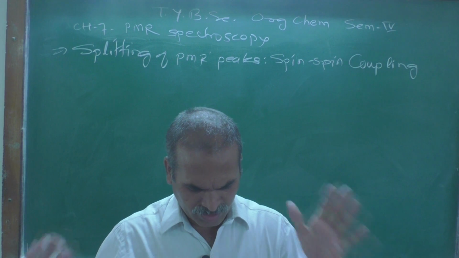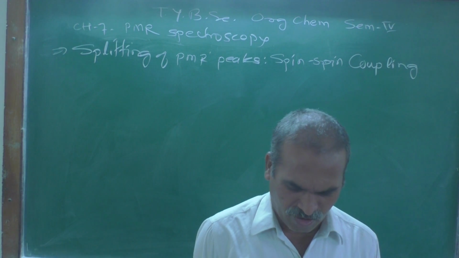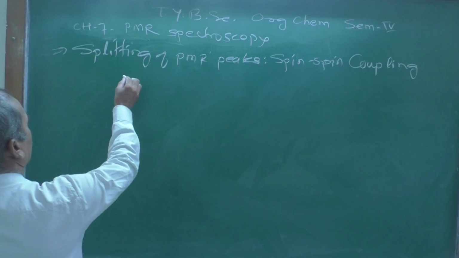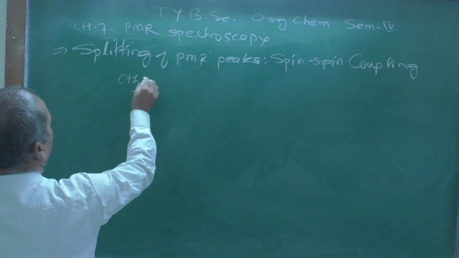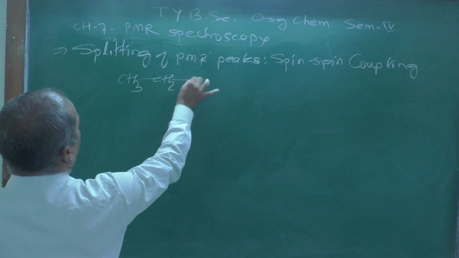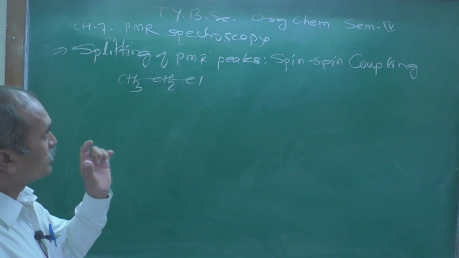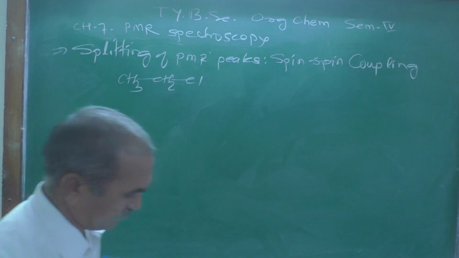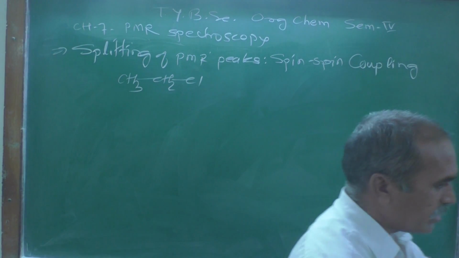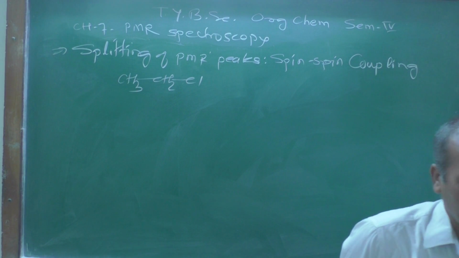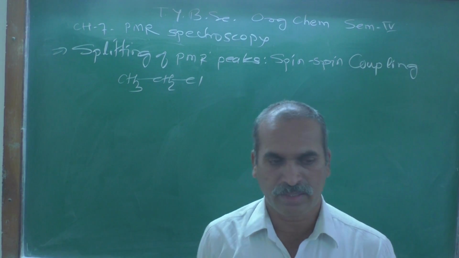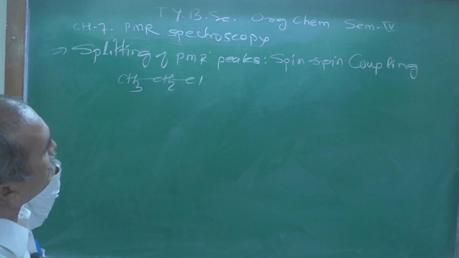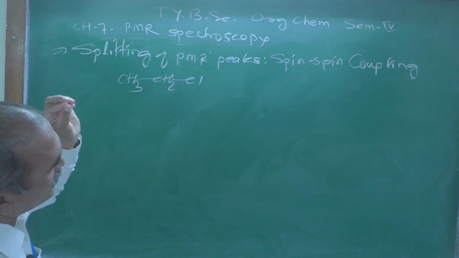If we observe the PMR spectrum of ethyl chloride, the simplest example, CH3, CH2 and the Cl. Splitting of PMR peaks or spin-spin coupling. What does it mean? Let us see here. Splitting of PMR peaks or spin-spin coupling.